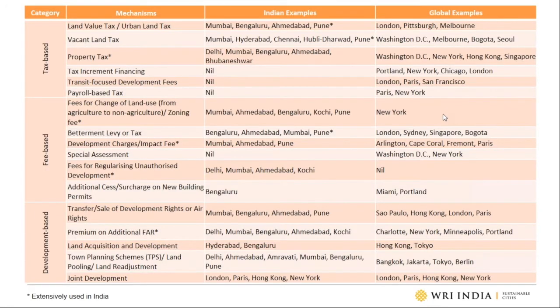Value capture mechanisms are of three types, namely tax-based, fee-based, and development-based. Tax-based and fee-based each have 6 mechanisms, and development-based has 5 mechanisms. This particular table shows a glimpse of value capture mechanisms as used in Indian and global geographies. Out of these 17 mechanisms, property tax, fee for change of land use, development charges or impact fee, premium on additional FAR, and compounding fee are some of the widely used mechanisms in India.